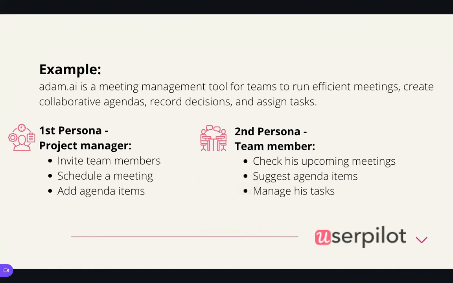First, the example is Adam.ai. As we explained before, Adam is a meeting management tool for teams to run effective meetings. We have 2 personas. You can be a project manager who's looking for a tool to invite your team members and schedule meetings. And you could be the team member who's being invited. So the actions here, as a project manager, are invite the team members, schedule your meeting, and add the meeting agenda items, right?